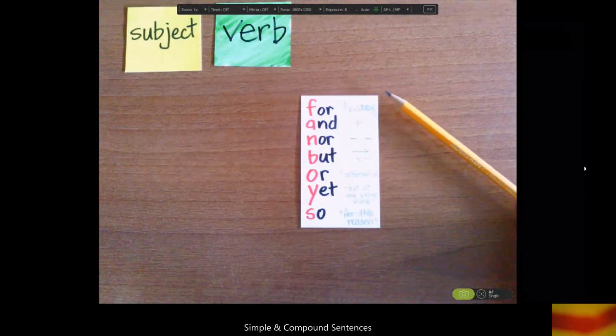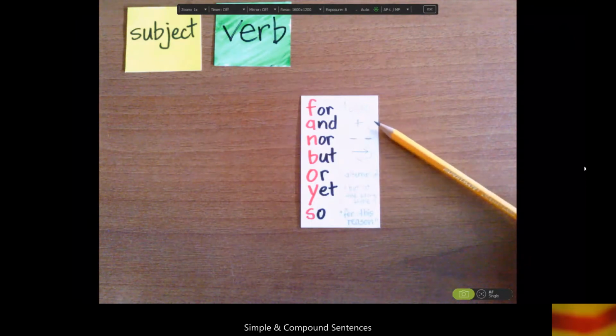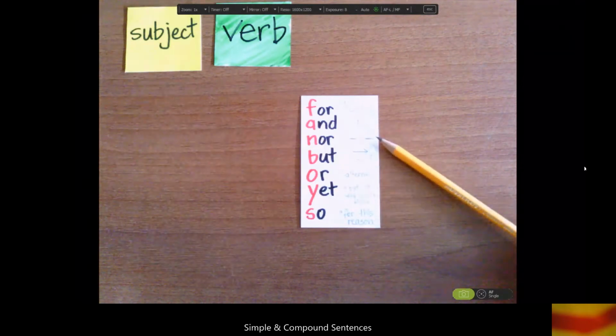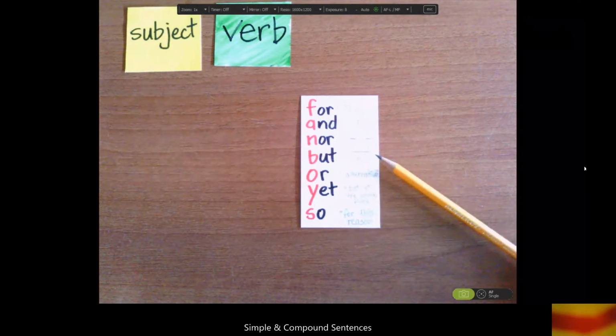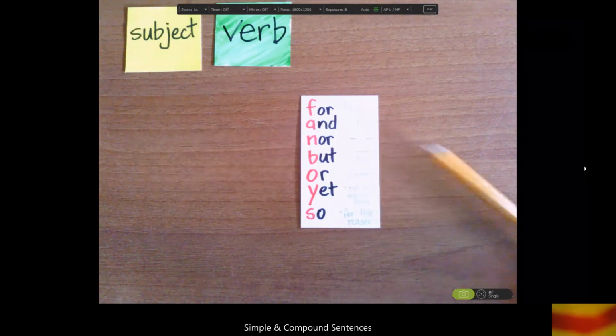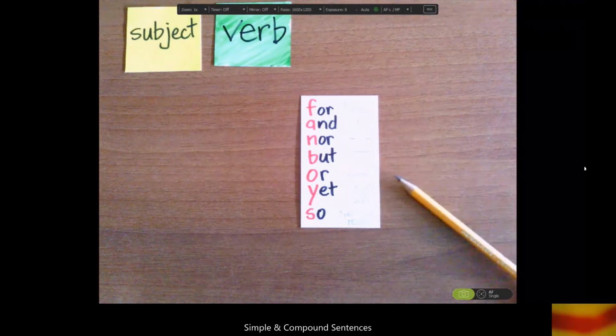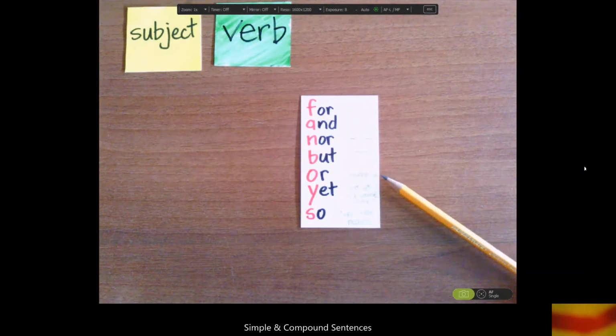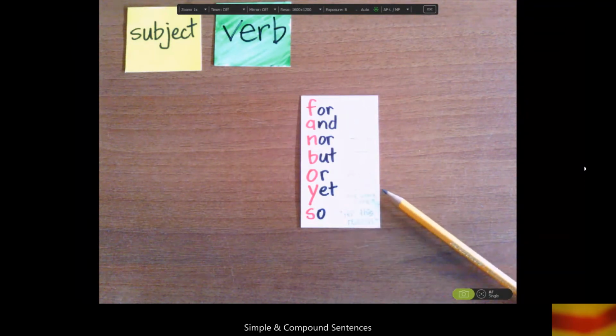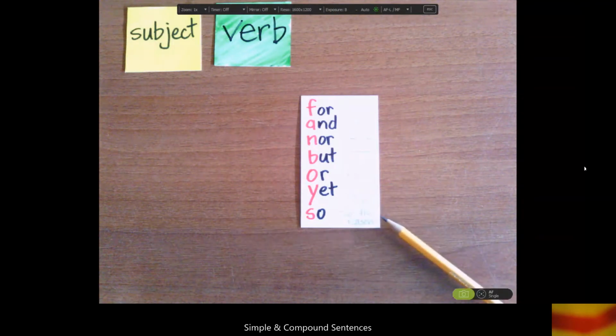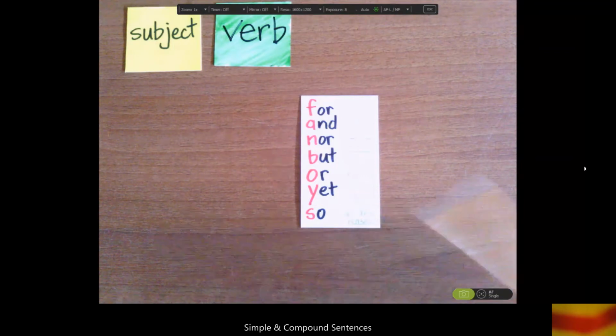For is a formal way to say because, and is connecting two simple sentences together. Nor is a negative followed by a negative. But is a contrast, going in one direction, but then a different direction. Or talks about alternatives or choices. Yet is another way to say but at the same time. And so is another way to say for this reason.